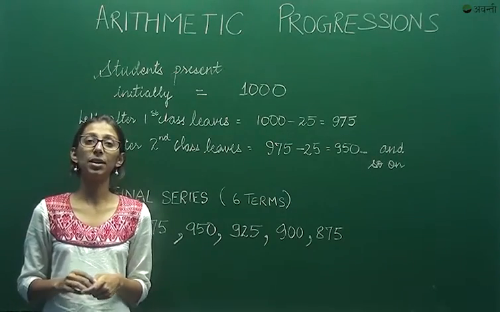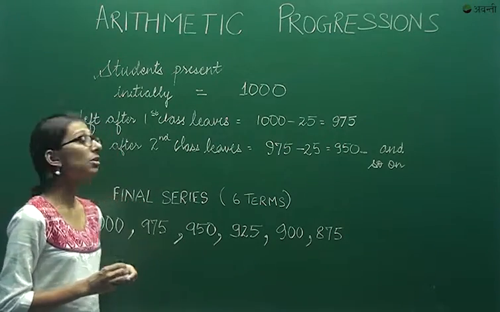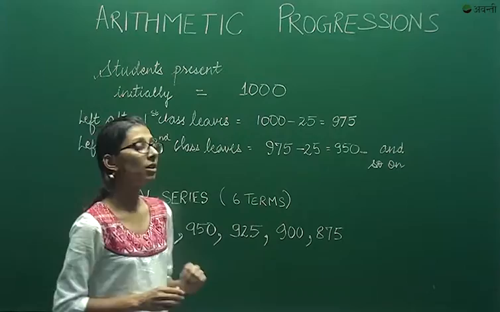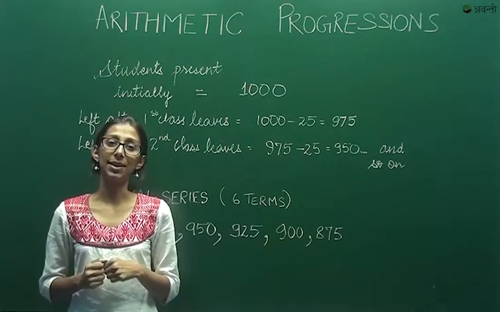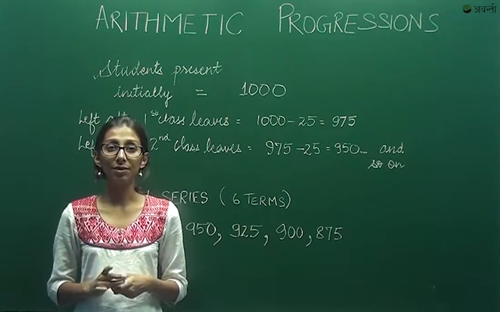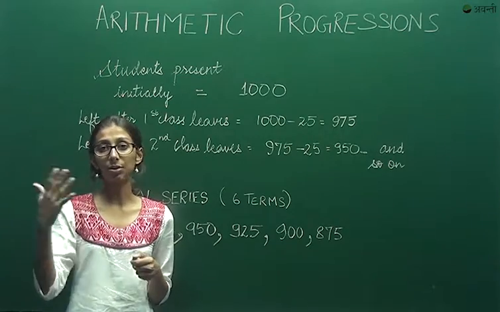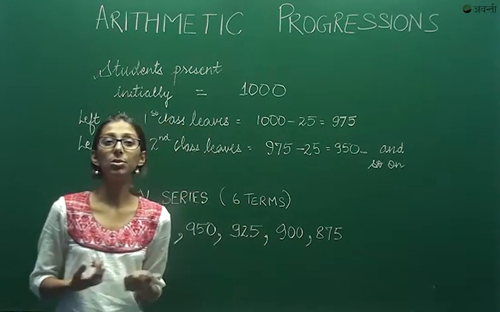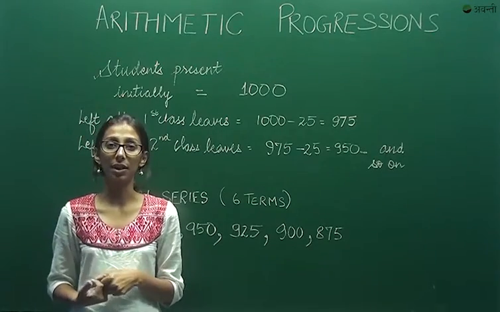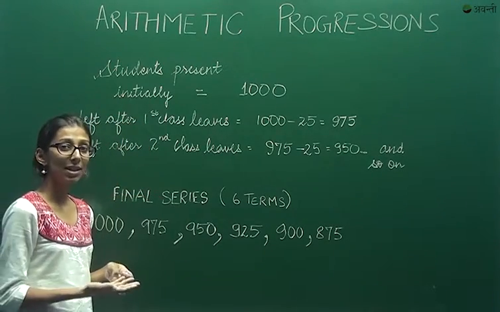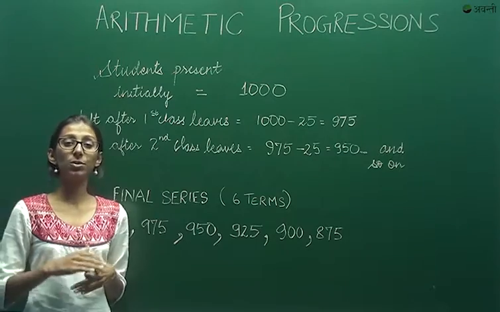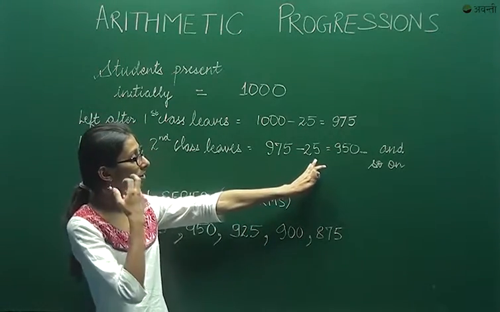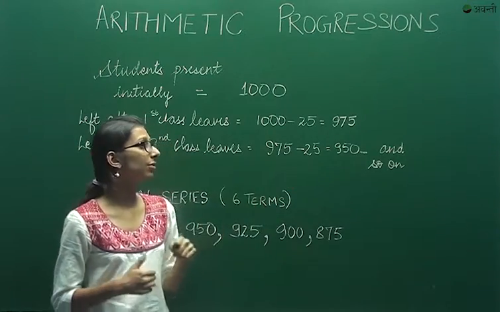Now let's try to understand this problem. So the number of students present initially in the auditorium were 1,000. After the first class leaves, the number of students left in the auditorium will be simply 1,000 minus 25, which is 975. Because 25 is the number of students in every class. As the next class leaves, again I will have to reduce 25 students. That means I will have left 975 minus 25, which is 950.